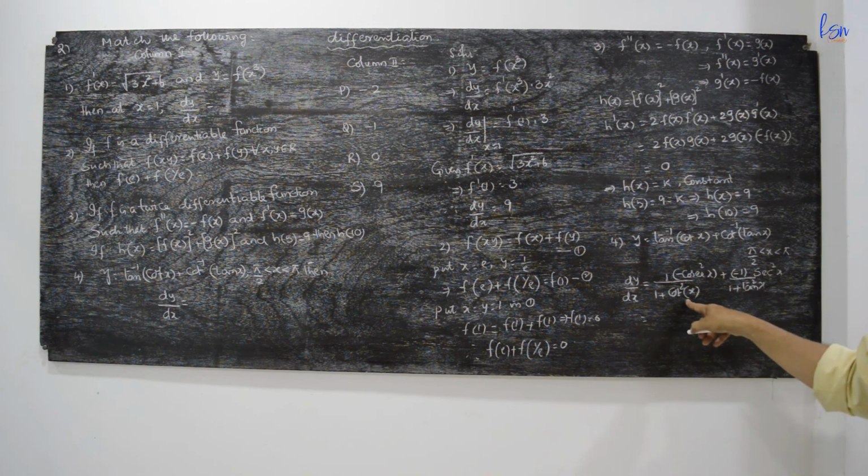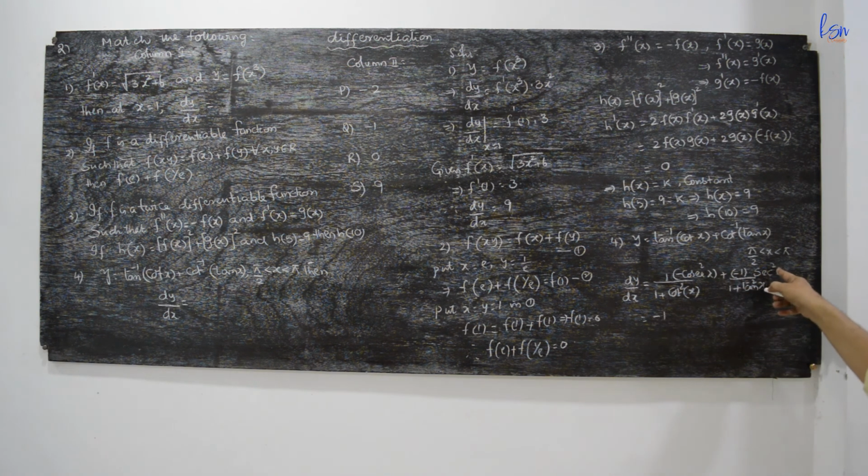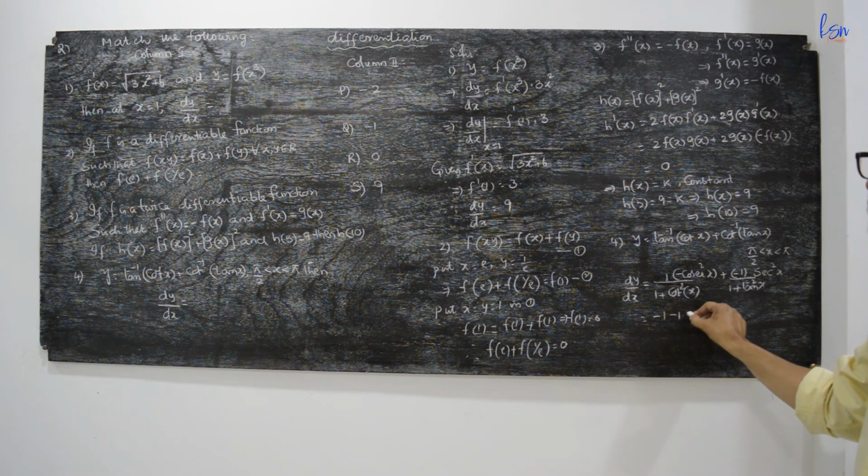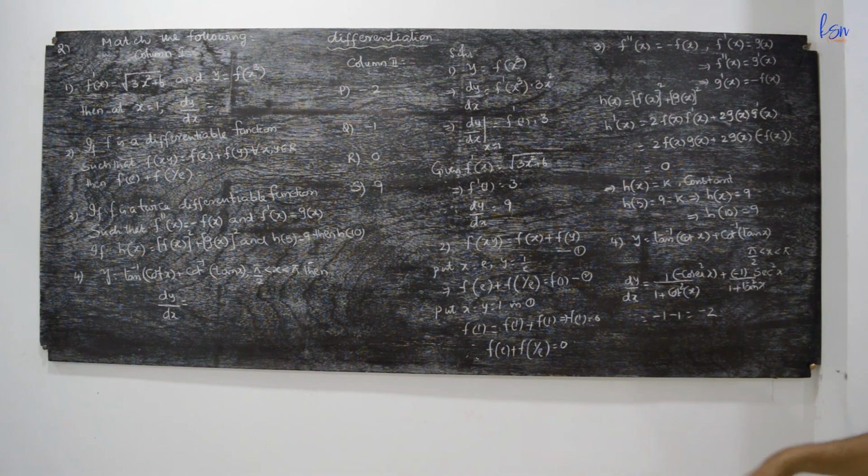Here 1 plus cot square x is cosecant square x. So cosecant square x gets cancelled, minus 1. Secant square x, 1 plus tan square x is secant square x, gets cancelled, minus 1. The result is minus 2. Therefore, the option is P. It is the answer for the fourth one.